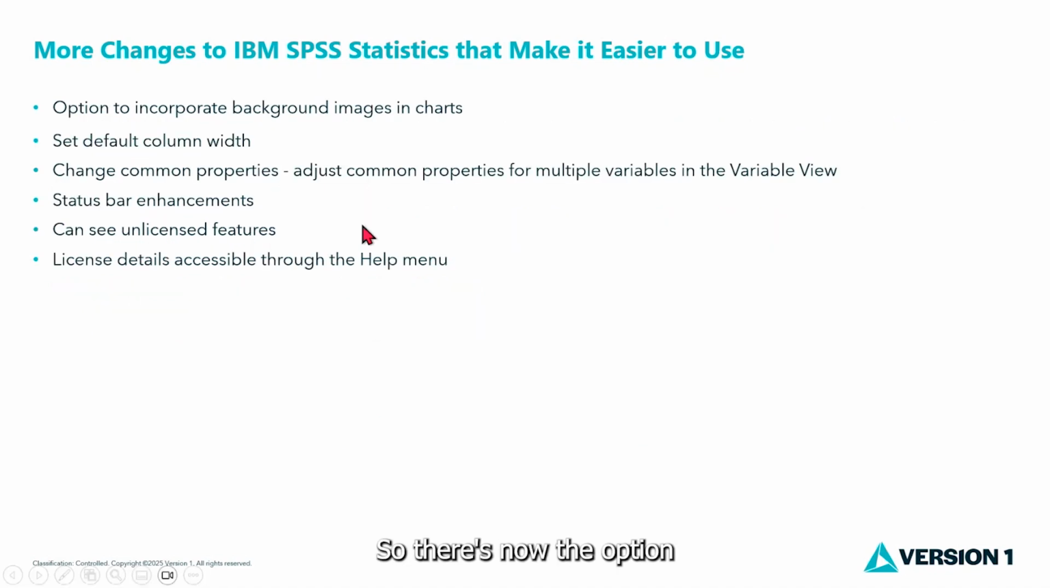There's now the option to incorporate background images and charts. You can also set a default column width. So you can change the column width, save the file, exit out of SPSS, come back in, and the column width will be the same. There's also an option to change common properties. In the variable view, you can select multiple variables and adjust common properties for these variables.